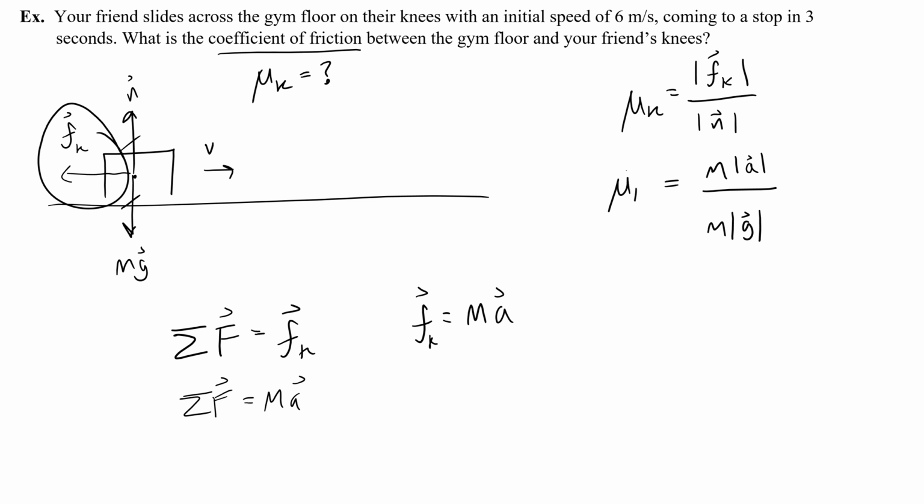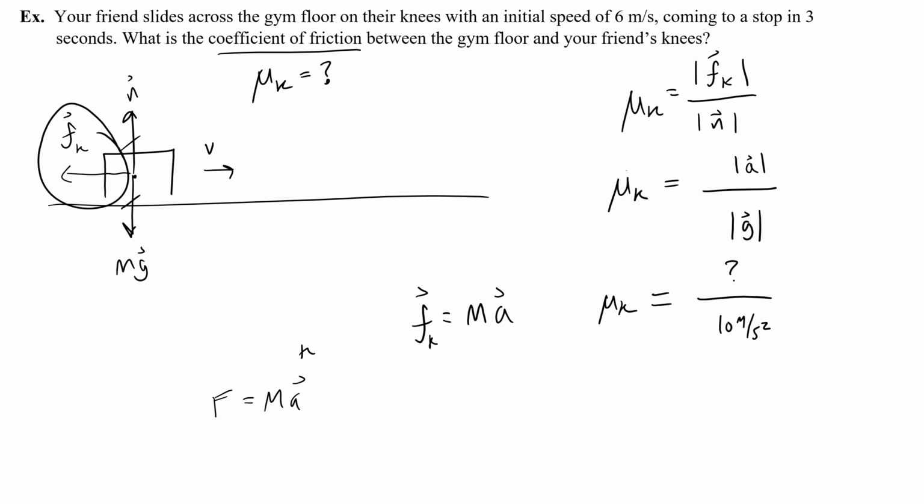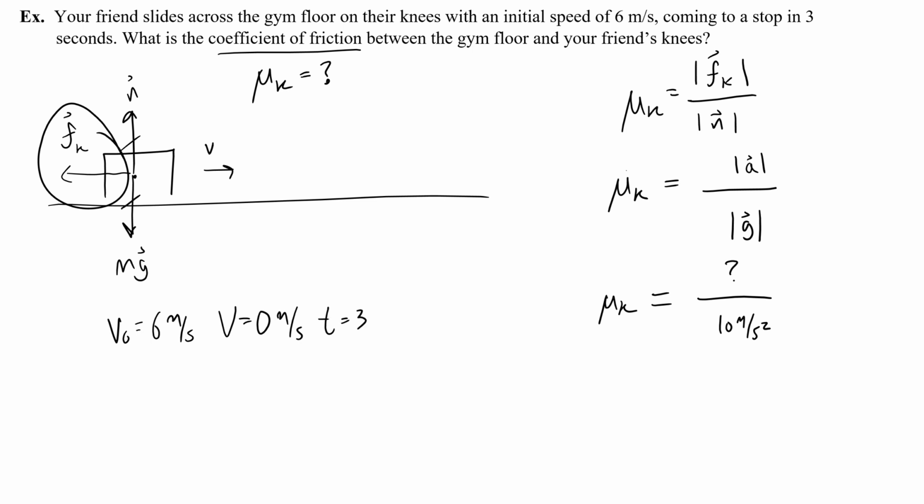Okay, so this is how we find the kinetic coefficient of friction. I'm going to take the mass times acceleration and divide it by the mass times acceleration due to gravity. But if you'll notice, there's an m on top and bottom, so I can just get rid of that. So really all I need to do is figure out what is the acceleration of the box, and then I can divide that by 10 meters per second squared. Okay, so what's the acceleration of the box? Well, let me get some space here. We're told that its initial velocity is 6. Its final velocity, when it comes to a stop, is 0. The time it takes is 3 seconds. And I want to find the acceleration.